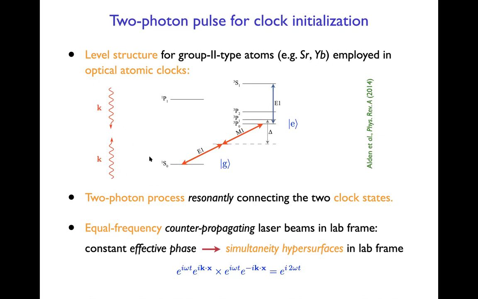And that means that the effective phase of this two-photon transition, when you try to define carefully what you mean by initializing your clock at a given time, is spatially independent in the lab frame. And as we will see in a moment, that will be crucial, because it means that the constant phase hypersurfaces would correspond to the simultaneity hypersurfaces in the lab frame.